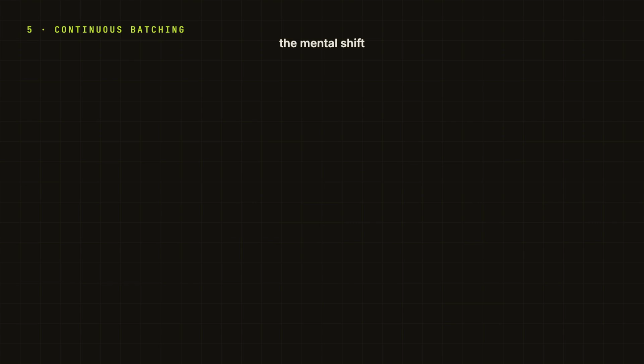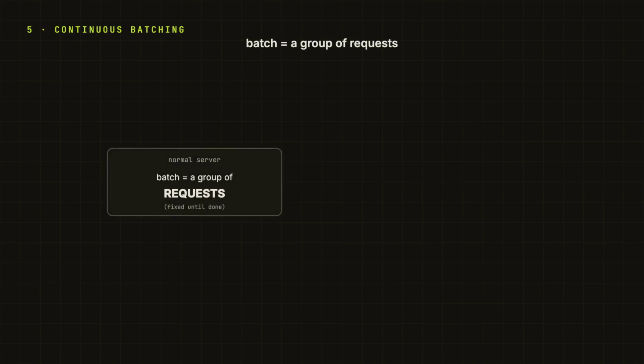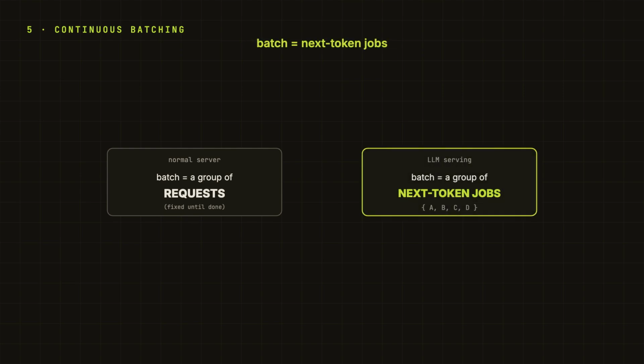And the mental shift is the important part. In a normal server, the batch is a group of requests. In LLM serving, the batch is a group of next token jobs. And its membership changes on every single tick. Requests are flowing in and out constantly. And nobody waits for the slowest one to finish anymore.